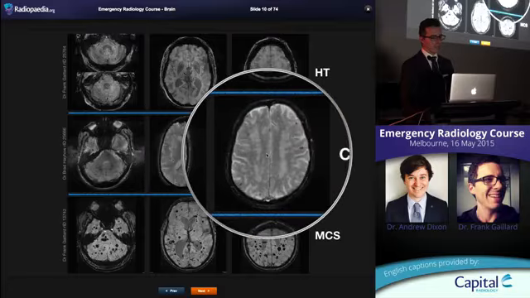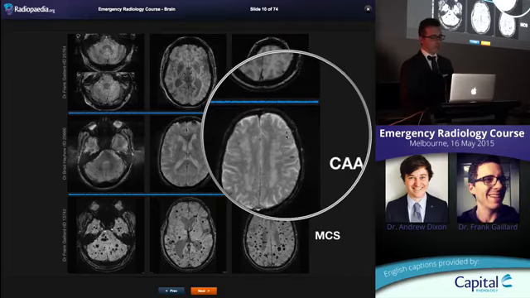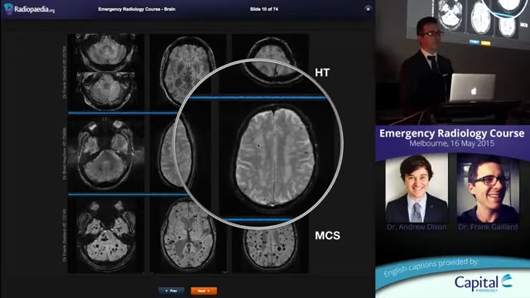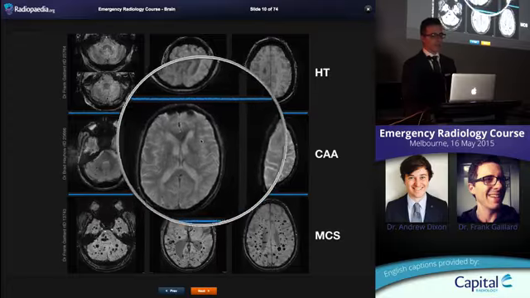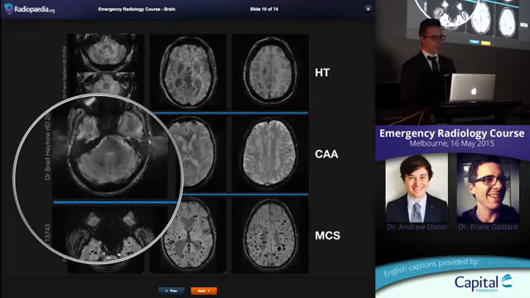Similarly, in cerebral amyloid angiopathy, microhemorrhages occur in the same distribution as you see in larger hemorrhages, located peripherally, at the grey-white matter junction, often with superimposed chronic small vessel ischemic change. Nothing much in the basal ganglia, but a lot in the posterior fossa.